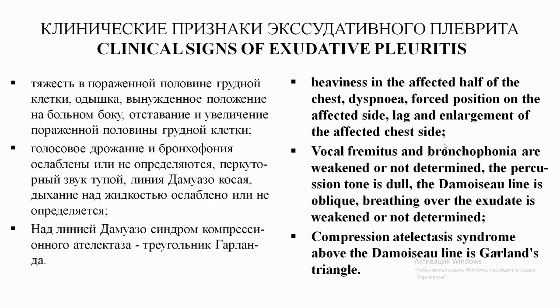Clinical signs of exudative pleuritis. Heaviness in the affected half of the chest, dyspnea, forced position on the affected side, and enlargement of the affected chest side. Vocal fremitus and bronchophony are weakened or not determined. The percussion tone is dull. The Damoiseau line is oblique. Breathing over the exudate is weakened or not determined. Compression atelectasis syndrome above the Damoiseau line is Garland's triangle.